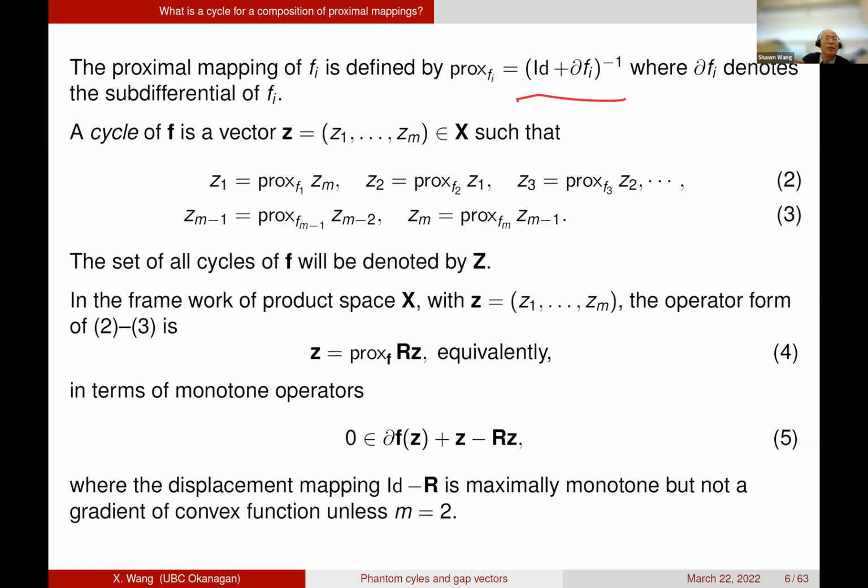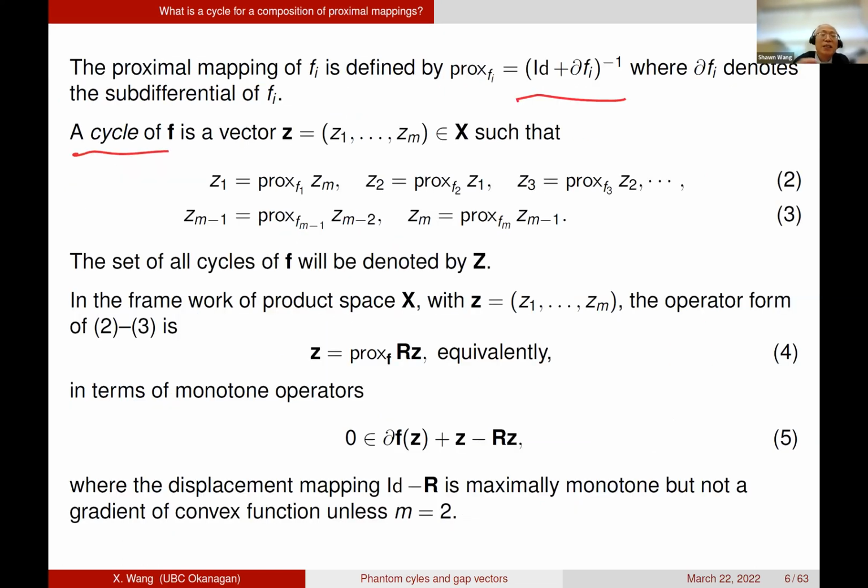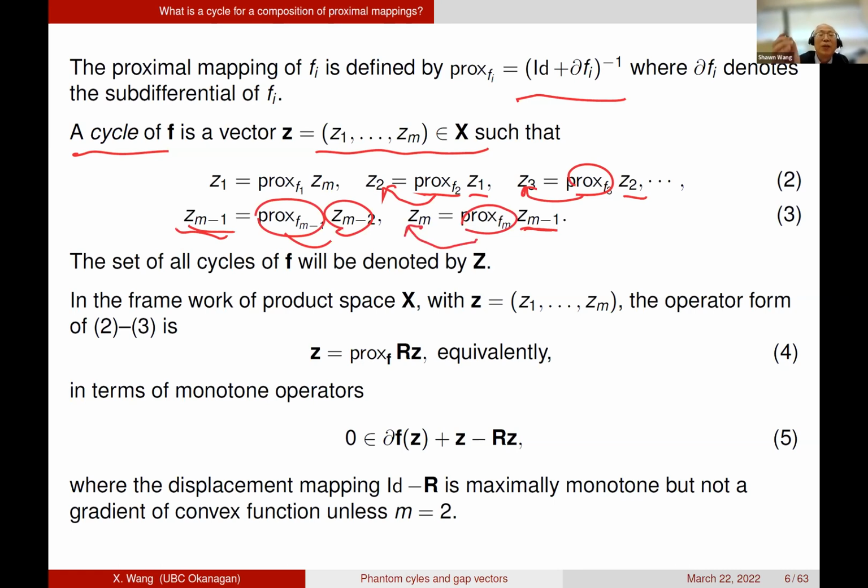Given the functions f_i, right? A finite number of convex functions. How do we define a cycle for that f? It's a vector defined in this way in the product space, such that you can see I take z1, apply prox f2, and it gives me z2, right? Then z2 with prox f3 gives me z3. Then keep on doing, I have z_{m-1} equal to the prox of the earlier vector using the prox map of f_{m-1}. Then eventually I reach z_m with prox f_m. But here z_m after prox map f1 goes to z1. Okay, it's a circle, right?